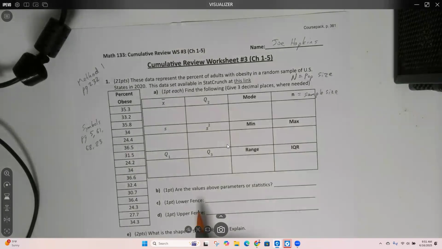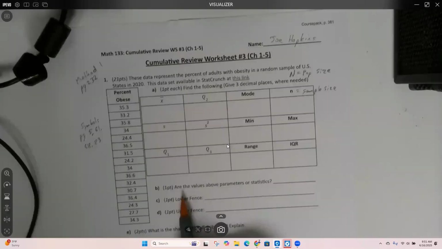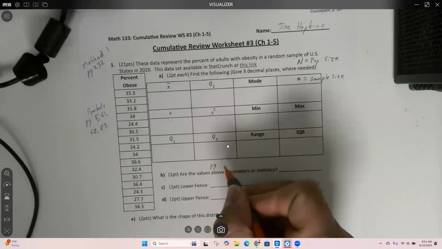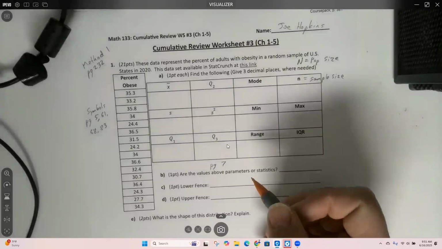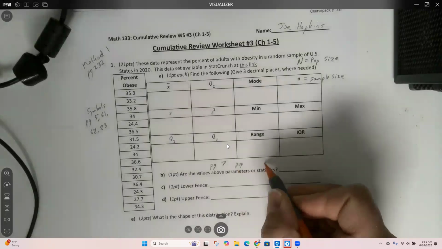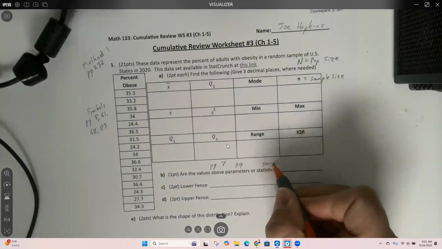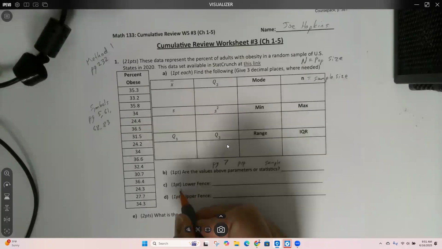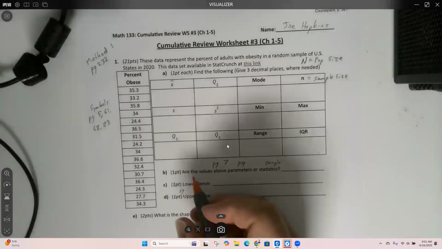Are the values above parameters or statistics? That was on page 7. A parameter is for a population. A statistic is for a sample. Okay. Fences, the formula for that was on page 84.